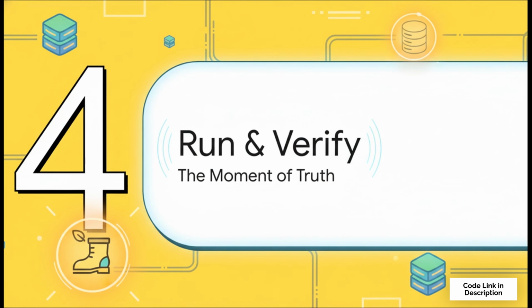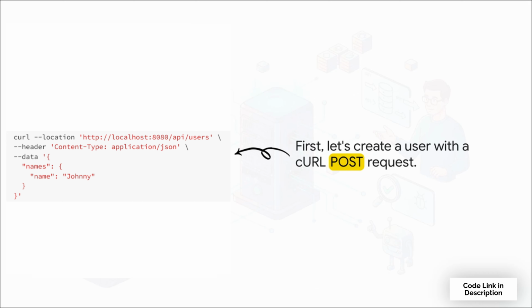All right, the setup is complete. The code is written. It is time for the moment of truth. Let's fire up our Spring application and verify that our endpoints are actually working. We're going to use a simple command line tool called curl to send a POST request. As you can see in the command, we're targeting our localhost 8080/api/users endpoint. We set the content type header to let our app know we're sending JSON, and then we provide a simple JSON payload with the name Johnny.